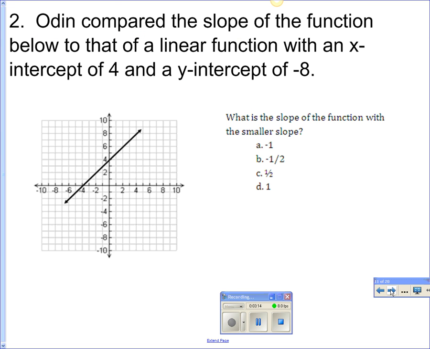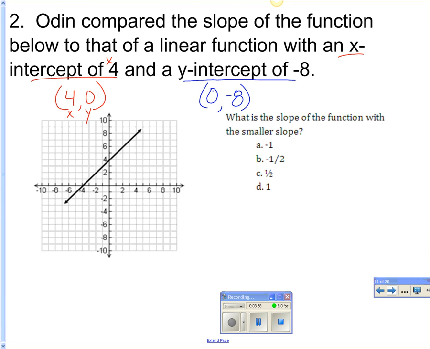All right. Number 2, Odin compared the slope of the function below to that of a linear function with an x-intercept of 4 and a y-intercept of -8. What is the slope of the function with the smaller slope? Julius, how do I make an x-intercept of 4 into a point? Good. (4, 0). So it's the x, so it goes in the x spot. Kaylin, how do you do a y-intercept of -8? Very good. And what goes in the other one? Good. Okay, so those are my 2 points.